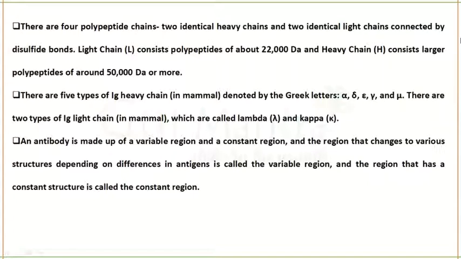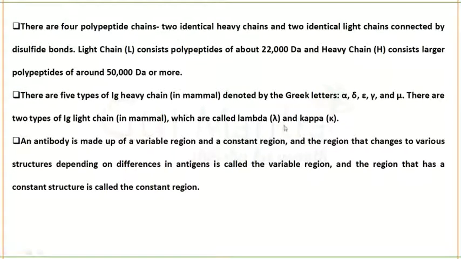When I say something is an important point, please note it down because that point has been asked in questions before. There are five types of Ig heavy chains, which means there are five types of immunoglobulins in mammals. They are represented by Greek letters: alpha, delta, epsilon, mu and gamma. Light chains are of two types: one is lambda, the other one is kappa.